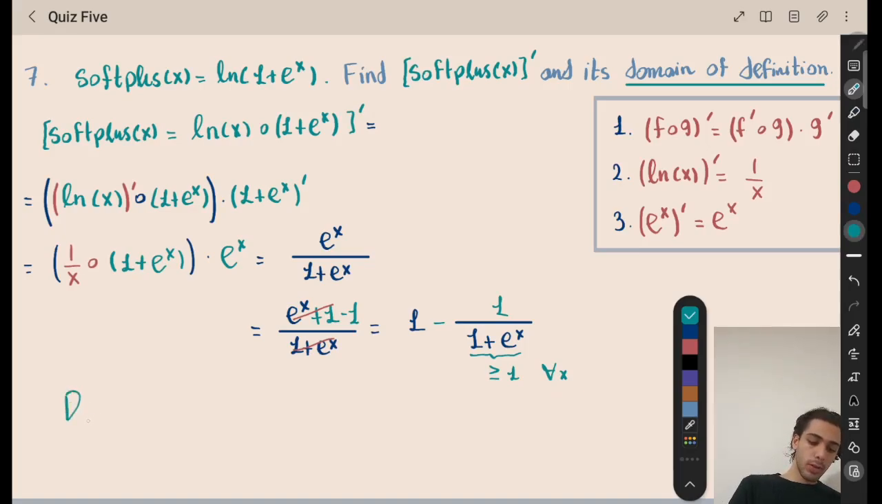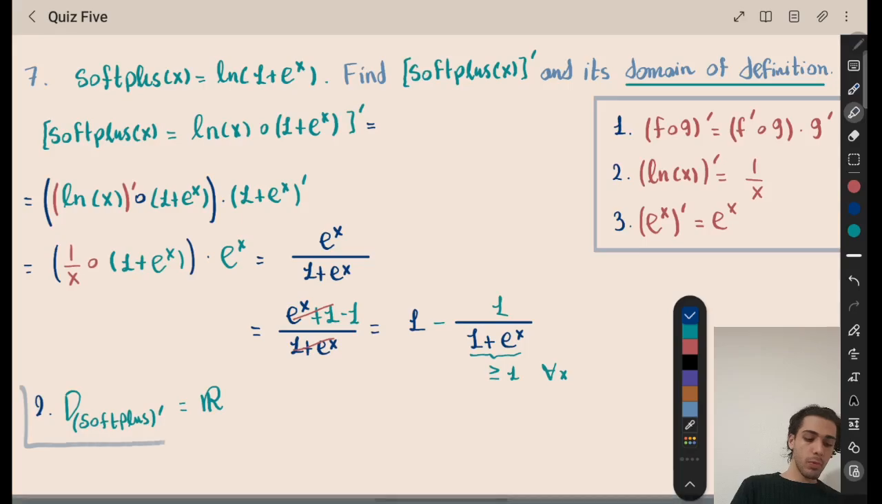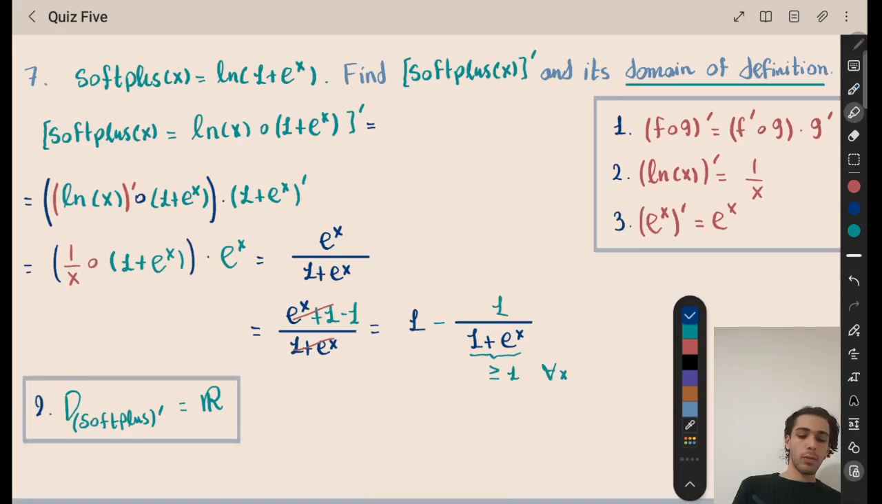Domain of, I don't want to write softplus prime, but I'll write softplus prime is all real numbers. That's the second thing we wanted to find from this problem. And the first thing was the actual derivative, which is what you can see here. Or that one, because they're all the same and it doesn't really make a difference.